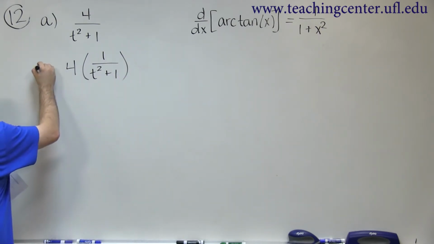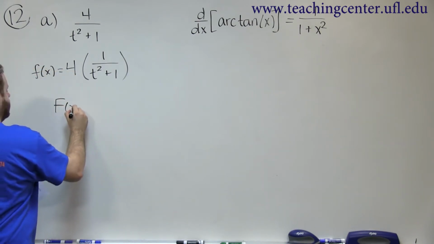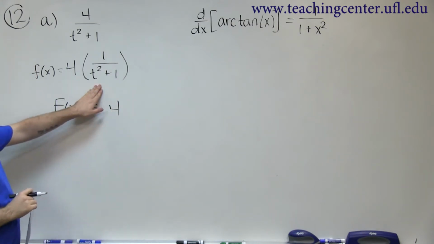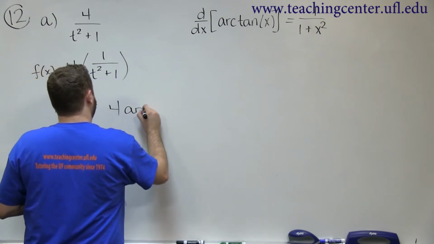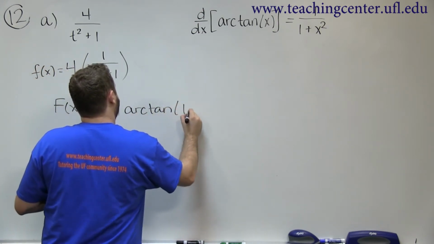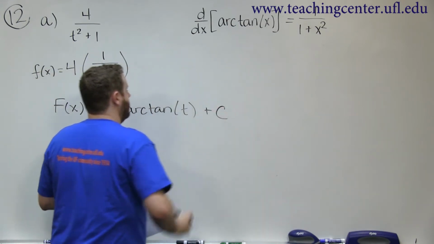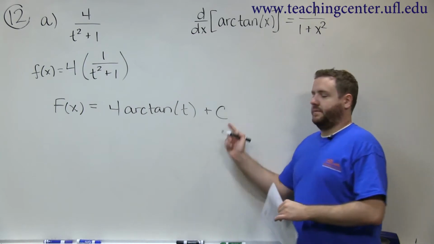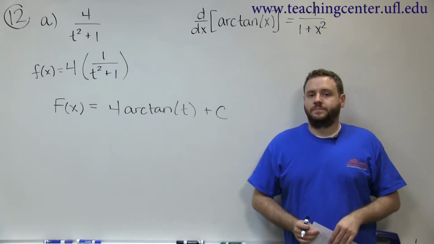So if this is f of x, then capital F, the antiderivative, would still have the 4. And the antiderivative of this is just arctan of t. But remember that you always have to add plus c because there could have been a constant that when you took the derivative it would have disappeared. So here is our antiderivative of part A.